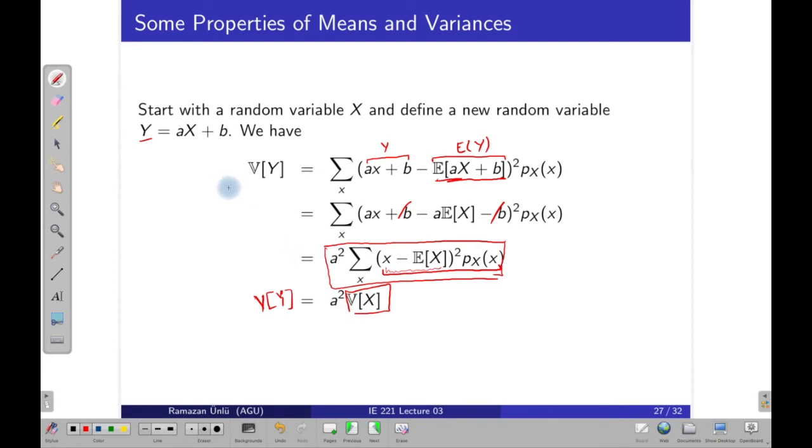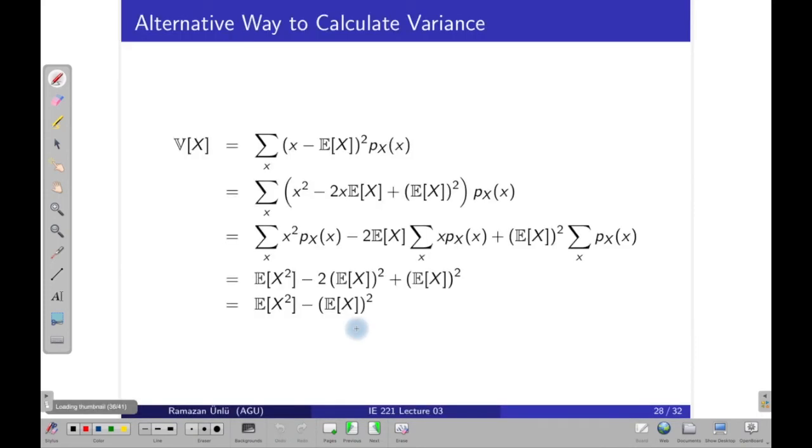So what I did, I got the square of the x's constant value, and also I exchanged it with the variance of x, and I just canceled the b. So this constant value, the b, doesn't affect the variance. Okay, so this is another property, and we will use this property in future studies as well.